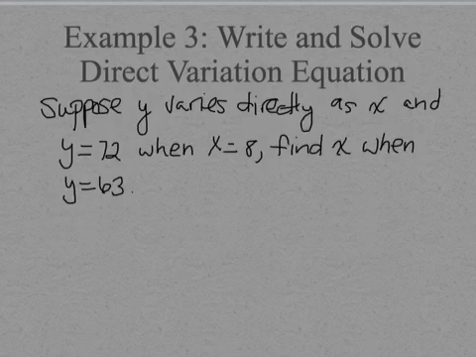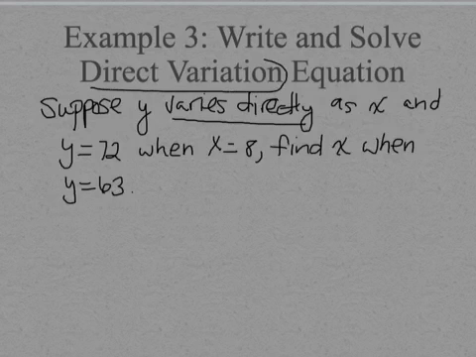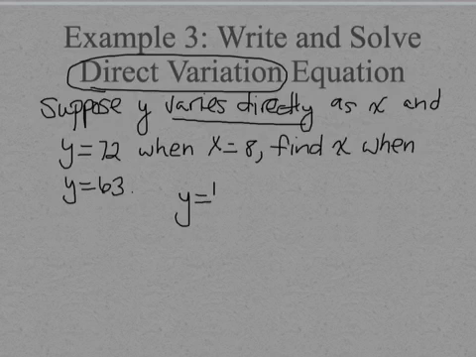Well, what we need to do is take the first sentence and really establish a relationship between y and x. The fact that we've got this varies directly means we're dealing with direct variation, okay? So when you see varies directly in the text, know that that means direct variation, and automatically you can say y is equal to some k value times x.